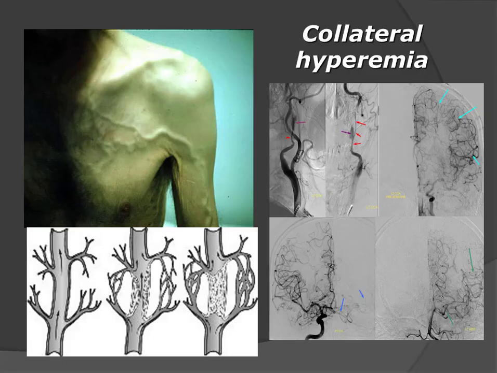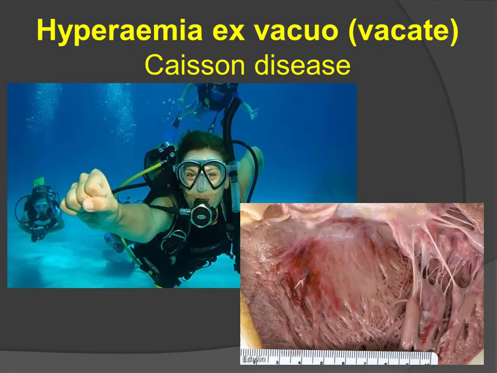Collateral hyperemia occurs due to the loss of blood supply through the main arterial trunks, for example, due to thrombosis or embolism, or external compression. Then blood is redistributed through the collateral vessels. Their lumens are expanded reflexively and the inflow of the arterial blood increases.